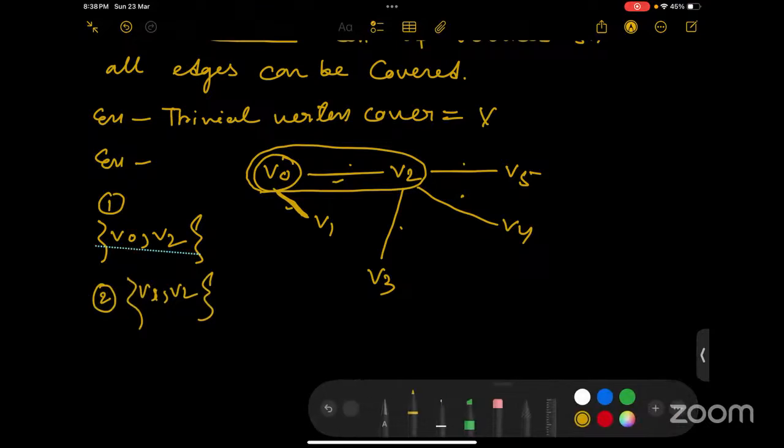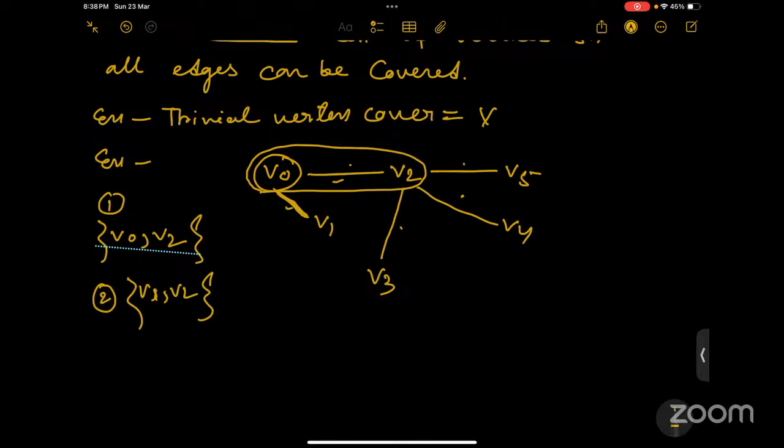Yes. Okay. So like that, we can consider so many. What is the vertex cover for V3? It is only one, right? No. See, vertex cover is not for a particular edge. A vertex cover of a graph is a collection of vertices such that we can cover all the edges.